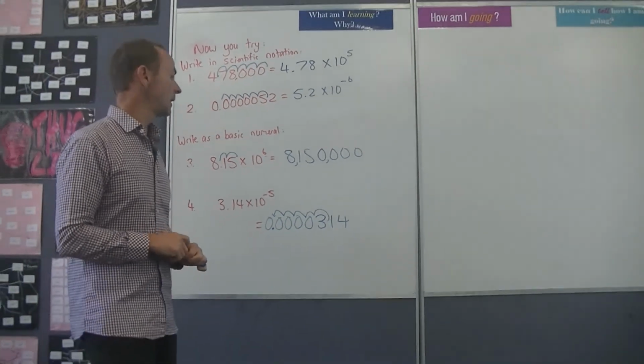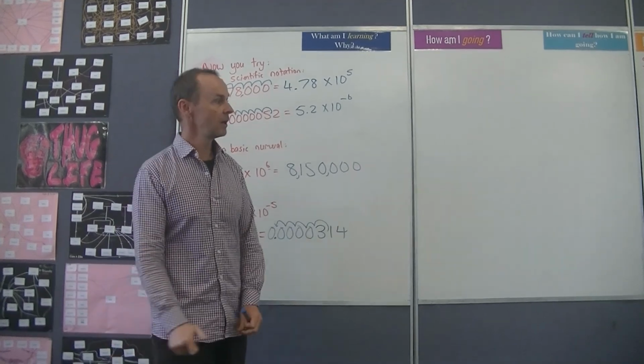So hopefully you give yourself a score out of 4. Hopefully you got 4 out of 4. And now you're ready to do the exercise 3G 1 to 9 on page 221.